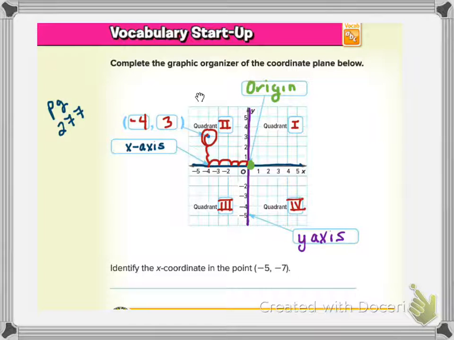And in the ordered pair -5, -7, we'd like for you to identify the x coordinate. So you've got to decide which one is the x coordinate. And the x coordinate in the ordered pair -5, -7 is -5, as that comes first.